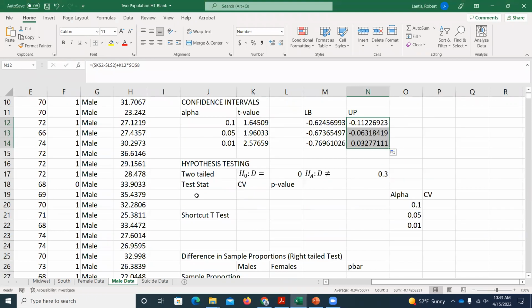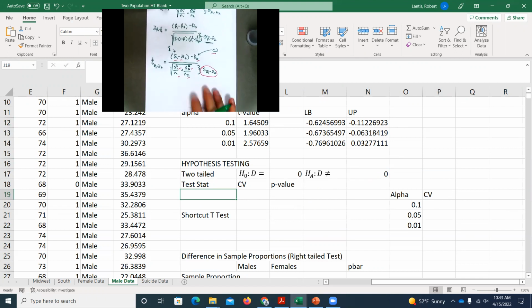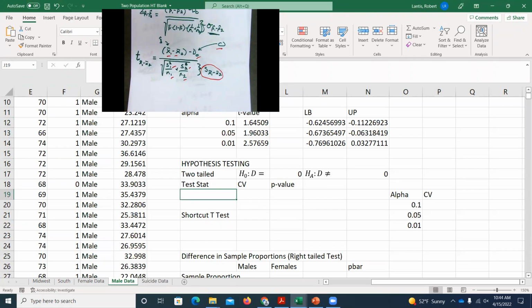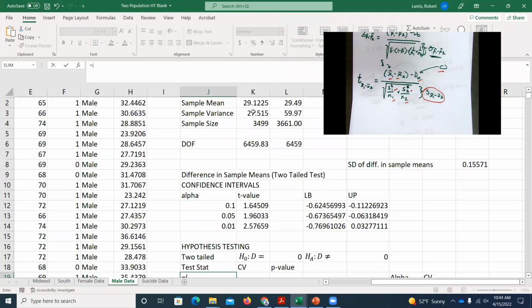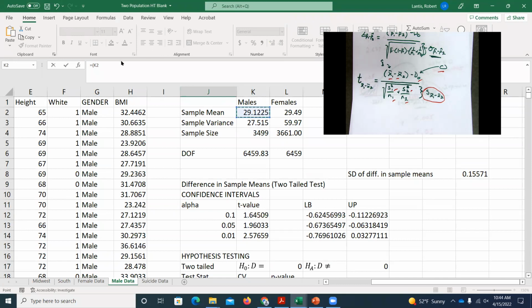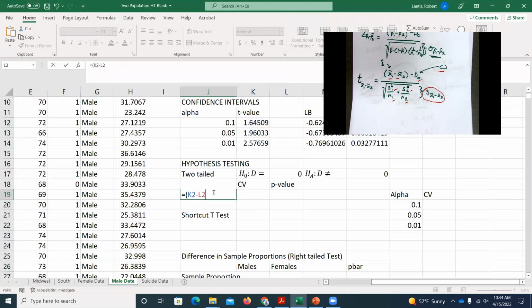So if I scroll down here, I've got this set up, and I will change this to 0 because we're going to use that assumed true difference of 0. I'm going to show you how to do test statistics and look up p-values here. For my test statistic, it's really just going to be a matter of using Excel as my calculator, right? Here's my test statistic equation. I'm going to take the difference in my sample means, so the male sample mean minus the female sample mean.